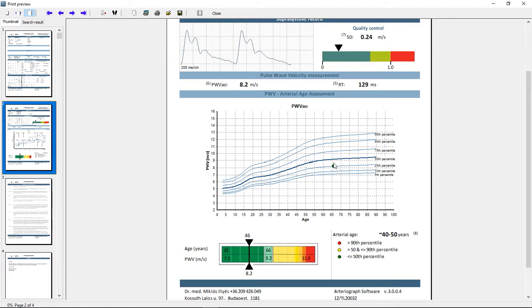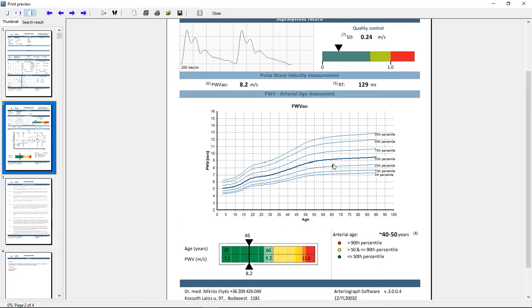and this patient's arterial age, better to say aortic age, is younger than the patient's chronological age. Unfortunately, it could be the opposite. The patient might have a higher aortic pulse velocity, referring to increased or advanced vascular age or arterial age as compared to his or her chronological age.